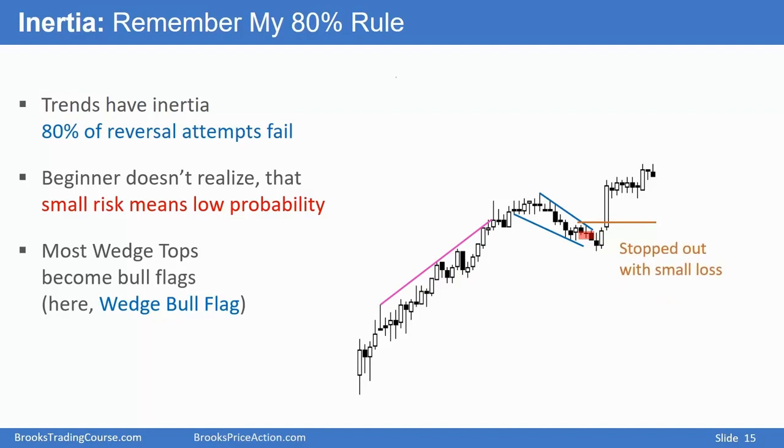Yes, the beginner says, okay, well, at least I did not lose much. Well, if you lose a little bit of blood 1,000 times, you've lost a lot of blood. These small losses add up, and you can end up losing a lot of money.